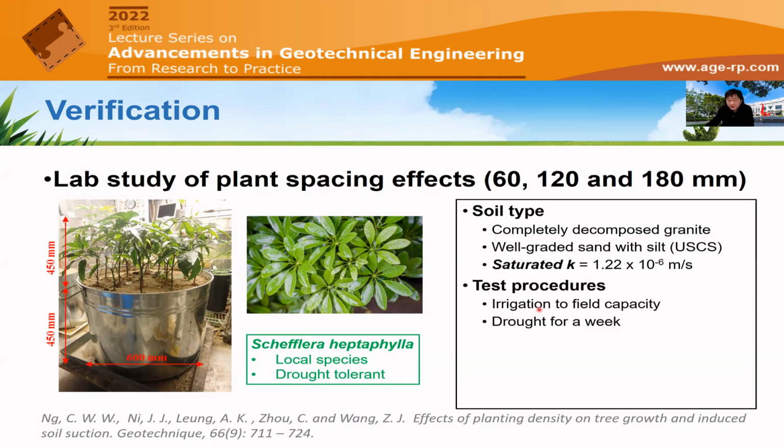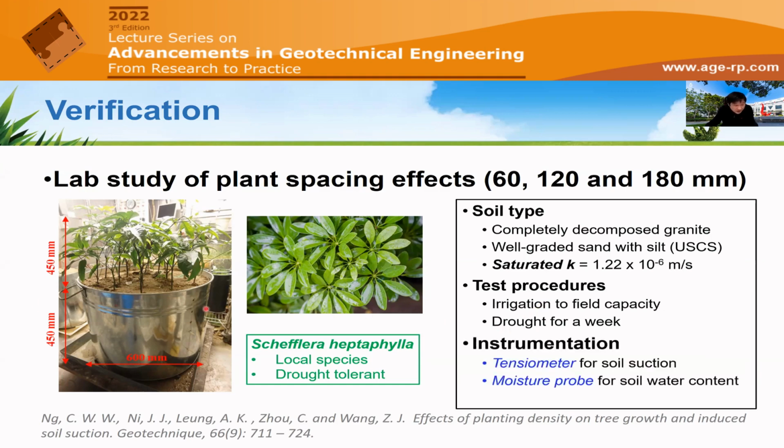We grow the plant, we irrigate it during the growth period, and then during the real test scenario, we let the plant grow and subject it to drought for a week. And you see some holes over there, which are the instrumentation for the tensiometer and moisture probe to obtain the matric suction and water content. By doing so, you can construct the water retention curve.